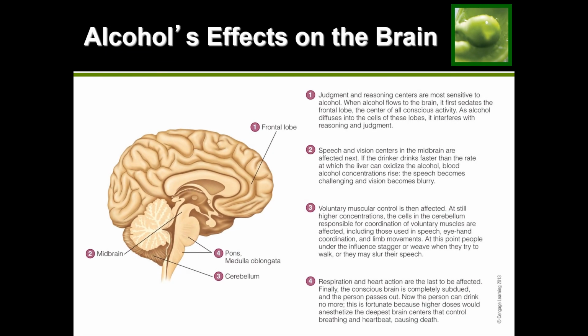As for other effects that alcohol can have, it starts off affecting the frontal lobe of your brain, which is what controls your judgment and your reasoning. After that, if you continue drinking, it'll affect the midbrain, which is what controls your speech and your vision. And then as you continue drinking, it's going to affect your cerebellum, which is what controls your voluntary muscle movements, your coordination. And then lastly, your respiration is going to be affected, which is regulated by the pons and the medulla. And that is something that can actually lead to stroke and death if it reaches that point.